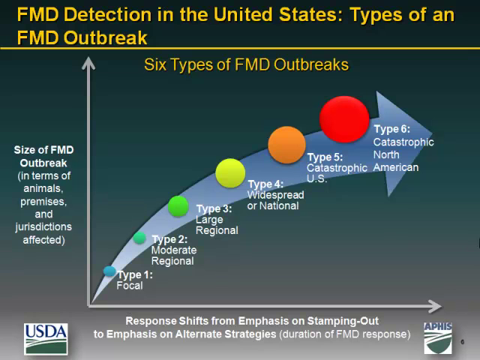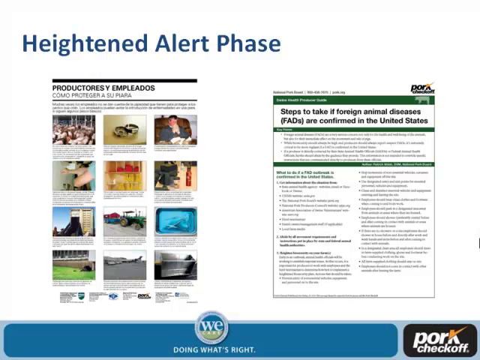When we start getting into the type structures, the types are pretty easy to understand. A type 1 is a focal outbreak, very small, limited number of animals, okay? Type 2 is getting into a moderate regional. Type 3 is a large regional event. Type 4 is widespread or national. Type 5 is a catastrophic one. And then Type 6 is even more catastrophic, where everybody's involved in North America. And so, as I call it, you're going from bad to worse, because the first case is bad regardless.